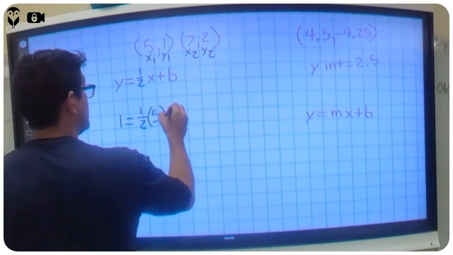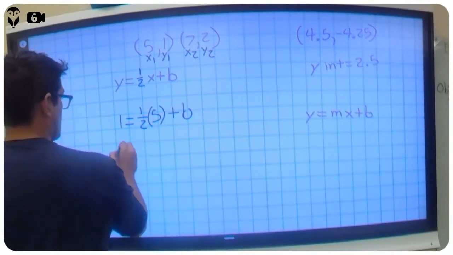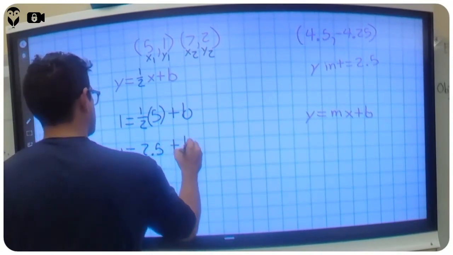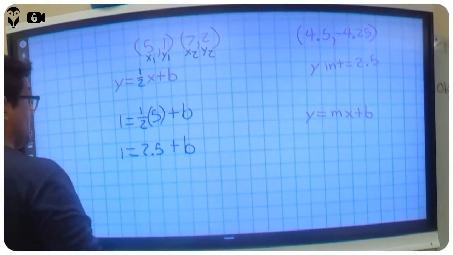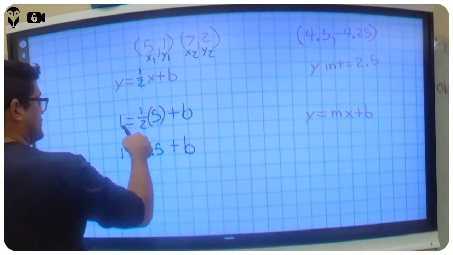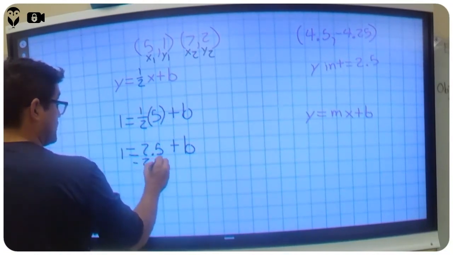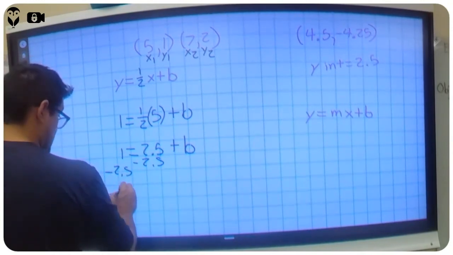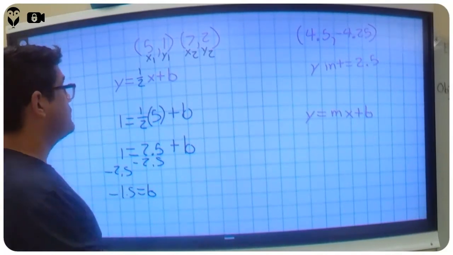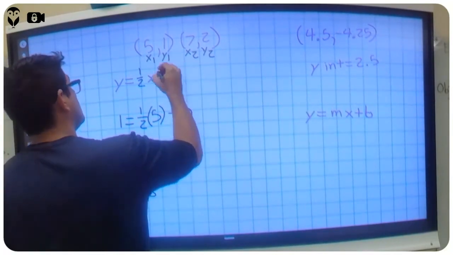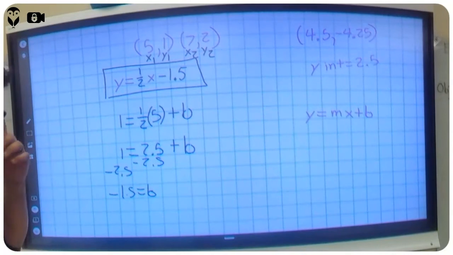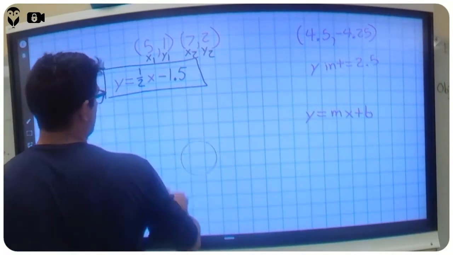And now I don't know what b is. Well, I'm going to multiply these. 1 equals 2.5 plus b. If you're wondering how I did that, I multiplied by 5, and then 5 times 1 is 5, divided by 2 is 2.5. So now I just have to get rid of 2.5. Minus 2.5, minus 2.5, I'm left with negative 1.5 equals b. So now I know what b is. B is negative 1.5. So now I replace b in the formula with negative 1.5, and I have my equation. So you solve for the slope, and then you plug them in to find b.